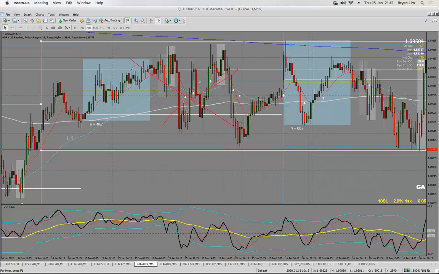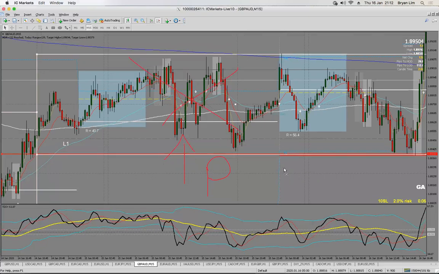Yes, on this day, you should have been looking for an opportunity to go long. You should have been looking for the confirmation. But what takes priority over everything else? The pattern. If you don't see the pattern, you don't trade.